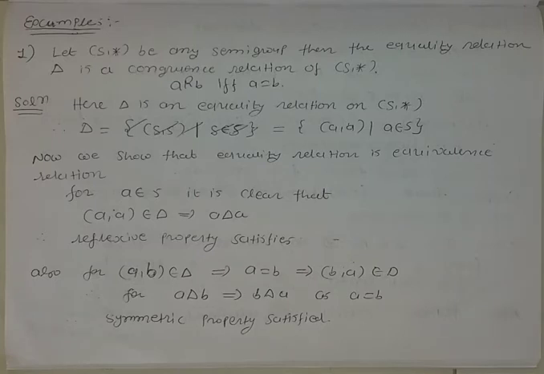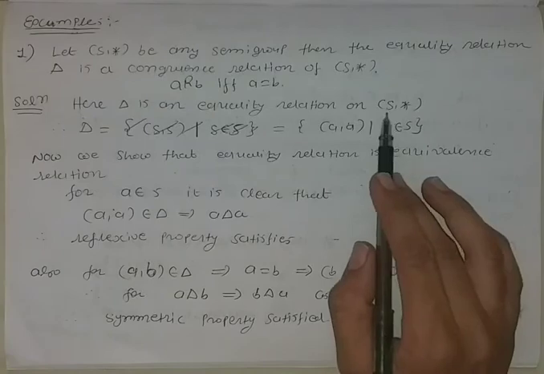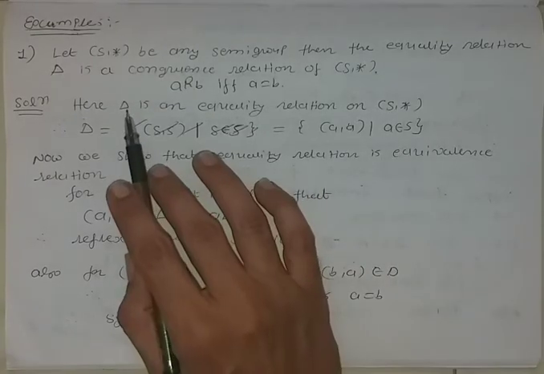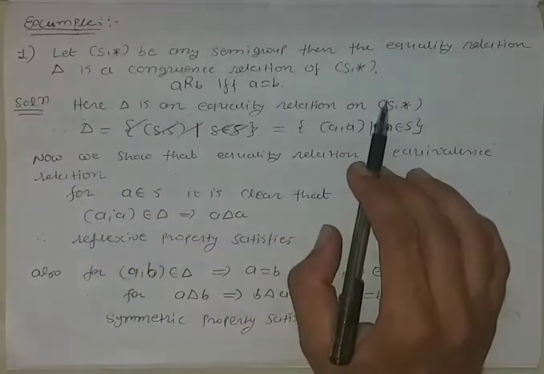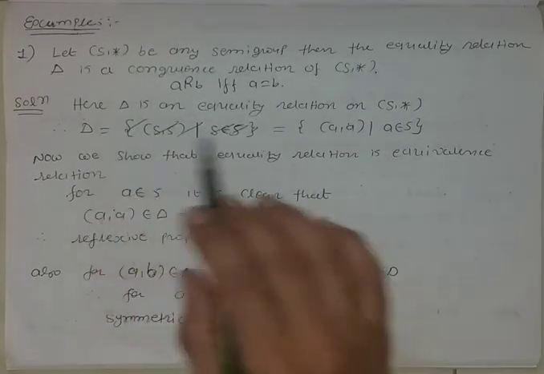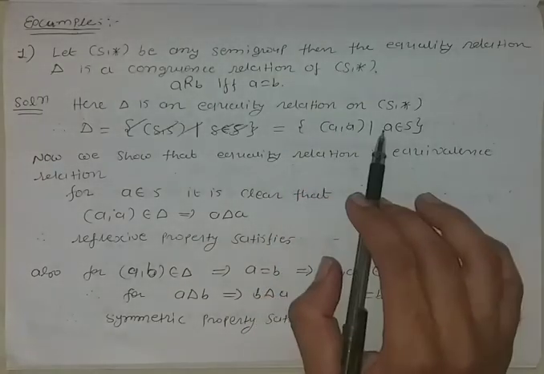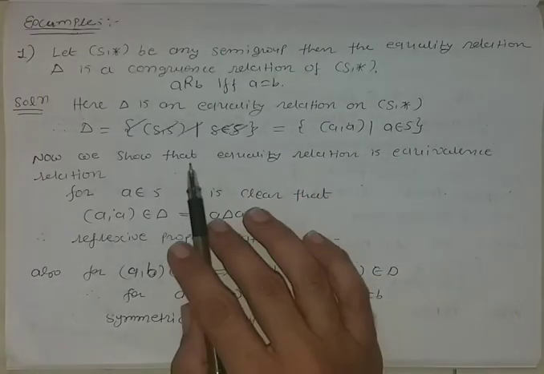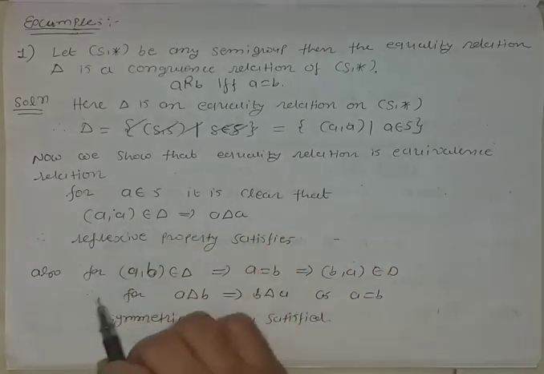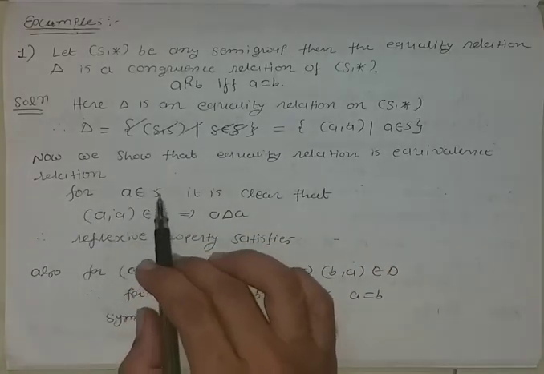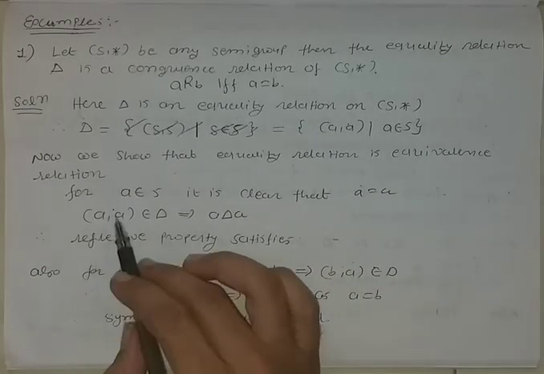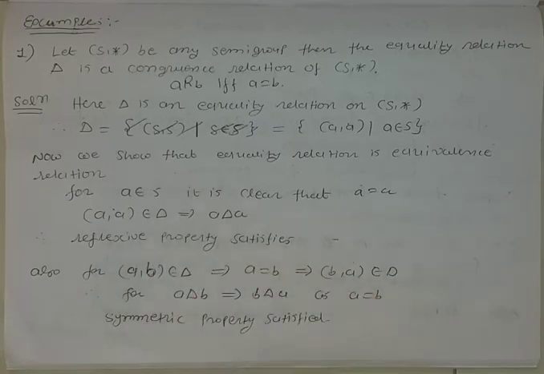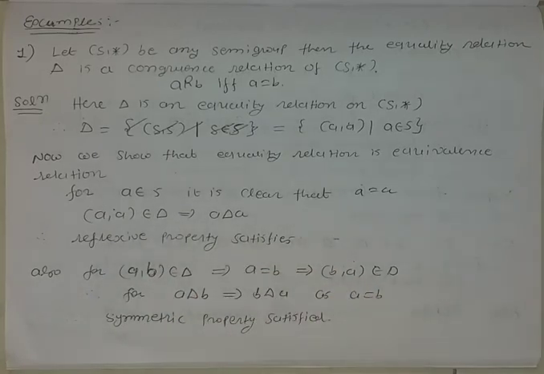Okay. So here delta is the equality relation on set S. Okay. So a relation is a subset of S cross S. So delta is a subset of S cross S. How is it given? Delta is equal to the set of ordered pairs (a, a), where a belongs to S. Now we show that the equality relation is an equivalence relation. Okay. So for any a belonging to S, it is clear that a is equal to a. So (a, a) belongs to delta. This implies a delta a. So the reflexive property is satisfied.